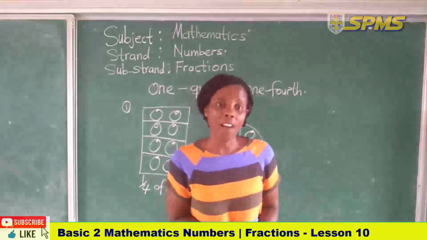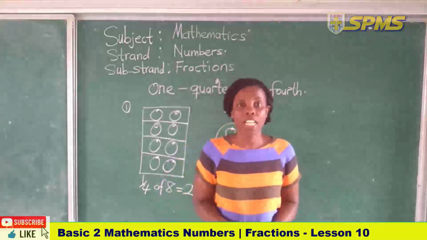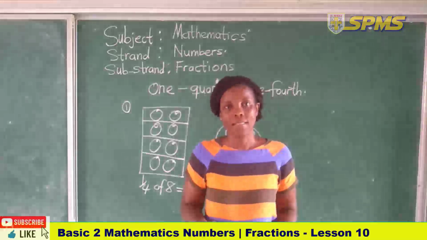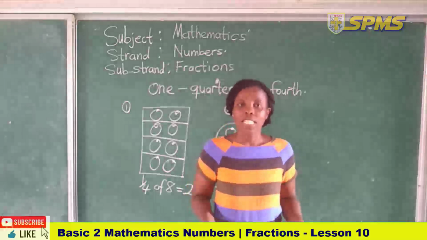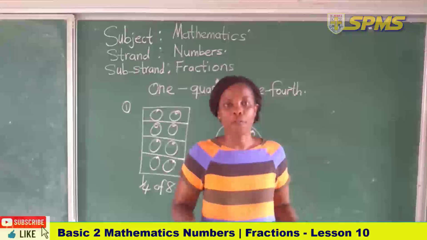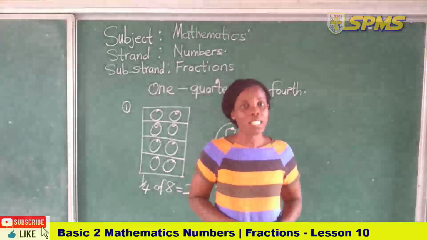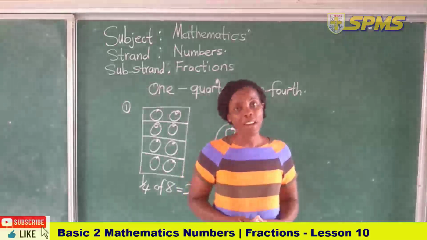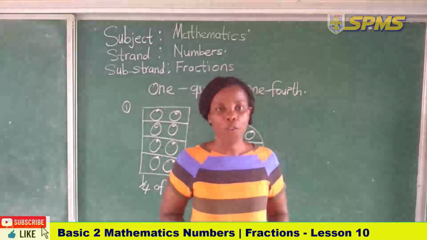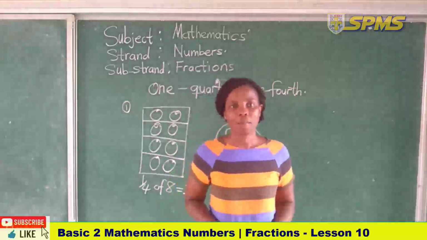Alright, so we said half means the object has been divided into 2 equal parts. And then we looked at how to write half. And then we said quarter also means the object is divided into 4 equal parts.